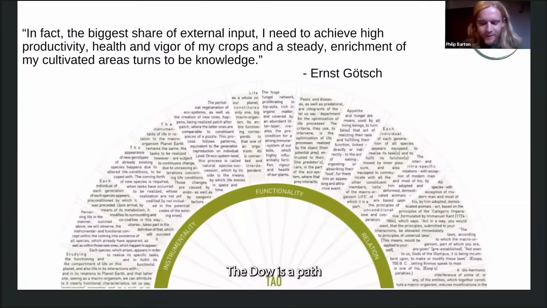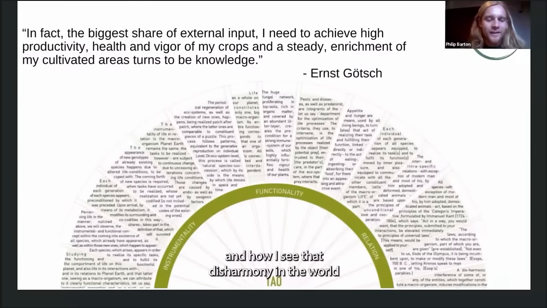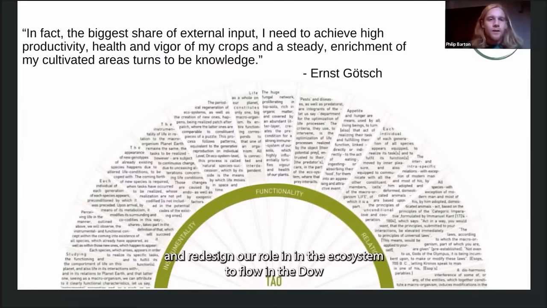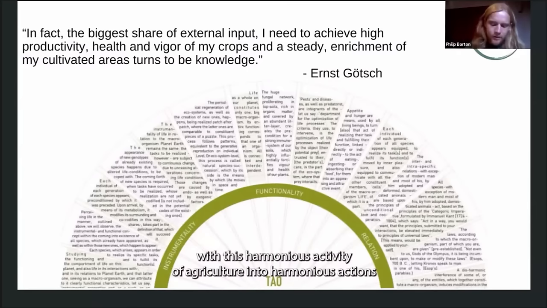The DAO is a path or a way, and it describes the complex relationship between humans and nature. And Taoists see that our disharmony in the world is due to that imbalance that we have. And it will lead to a cascading event of our times, which we see with David Montgomery's Dirt: The Erosion of Civilization, but we've never actually got it quite right. So we need to look at this problem and shift into a new paradigm and redesign our role in the ecosystem to flow in the DAO and turn our conscious interaction, the disharmonious activities of agriculture, into harmonious actions that will serve both people and the planet.